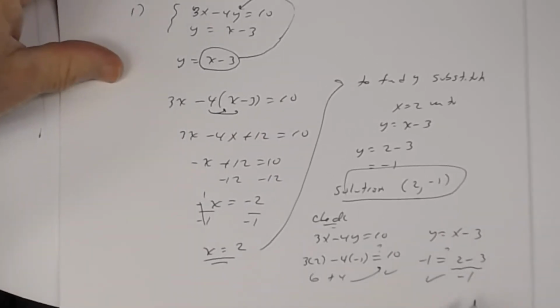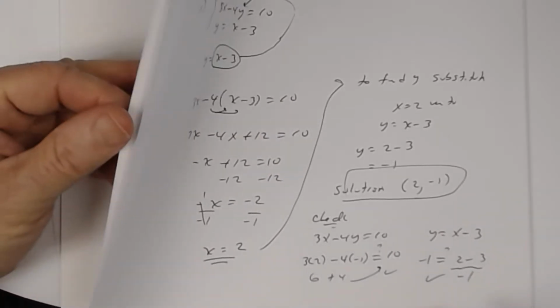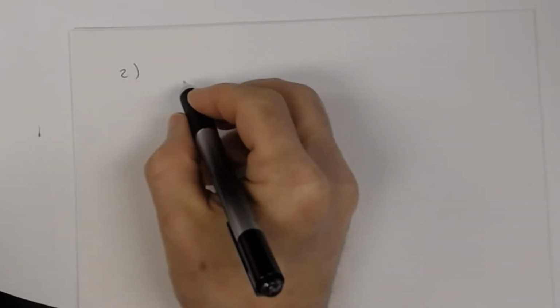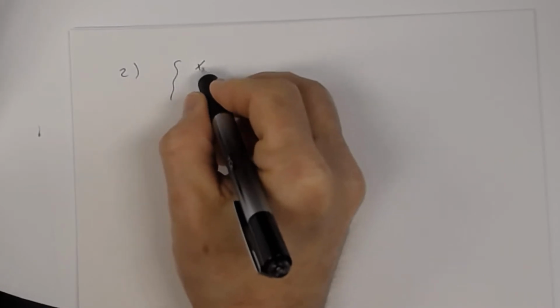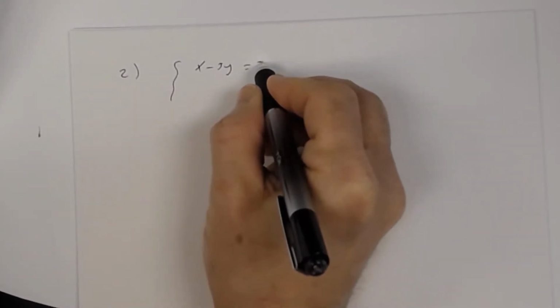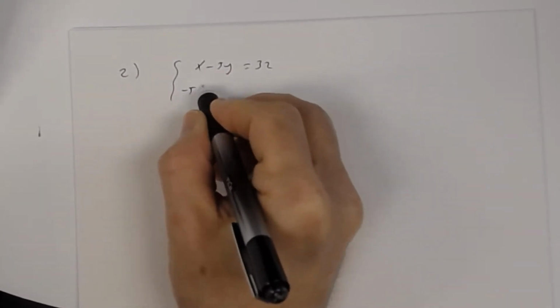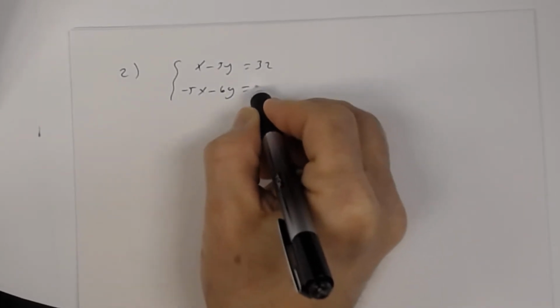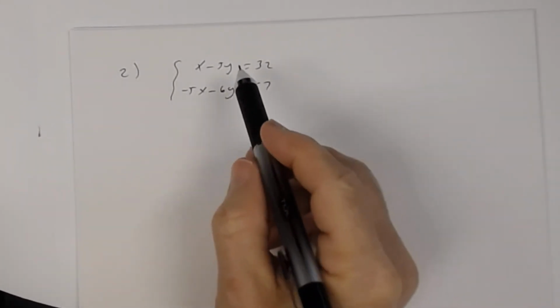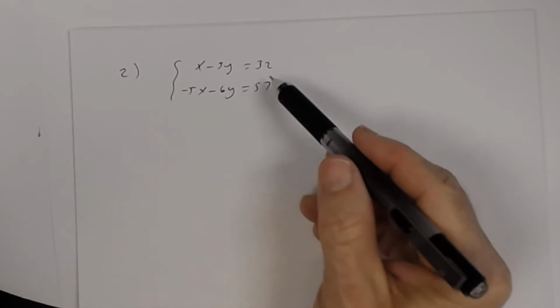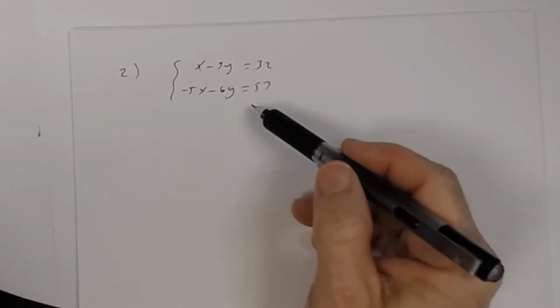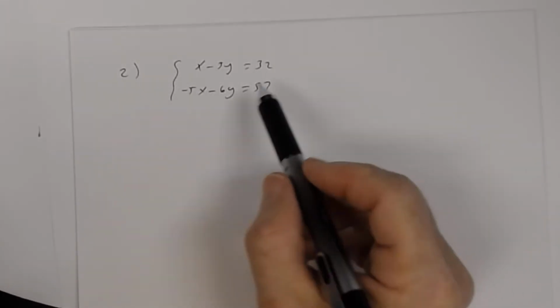So that's number 1. Now we do number 2. Here's number 2. Again, we have x minus 5y equal 32, and then negative 5x minus 6y equal 57. In doing number 2, remember the first thing you have to do is take one of those equations and get one of the variables by itself. I want you to notice something.